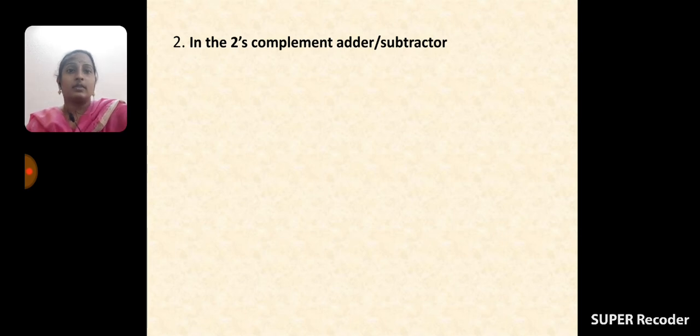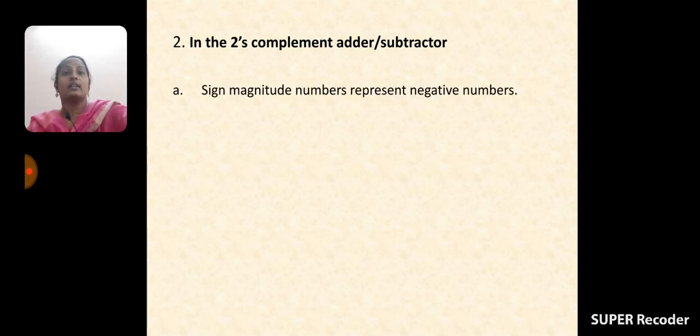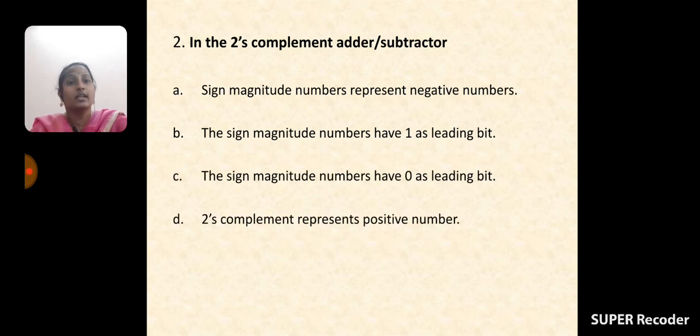And see here, regarding 2's complement adder and subtractor, look at the options. Sign magnitude numbers represent negative numbers; or sign magnitude numbers have 1 as the leading bit; or the sign magnitude numbers have 0 as the leading bit; or D, 2's complement represents positive numbers. So tell me the answer. I expect the answer is: the sign magnitude numbers have 0 as the leading bit. So this is the answer.